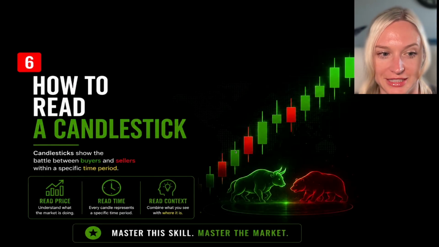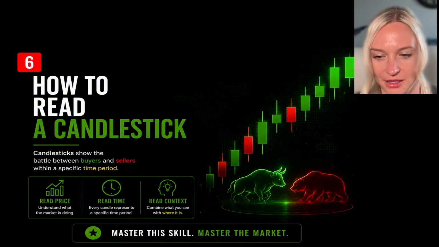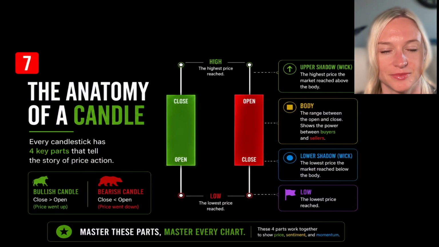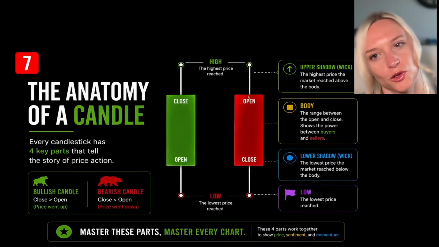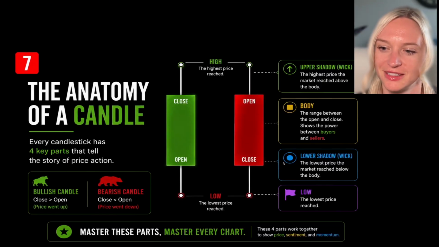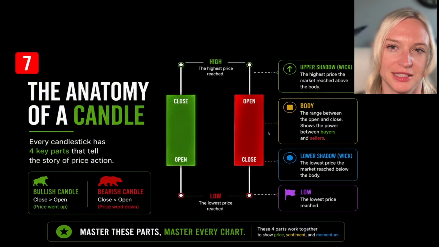So how to read the candlestick? Let's go over this. So, the anatomy of the candle. We have the high price, right? So it shows the price. What's the highest price they reached if it's today's candle? And what was the lowest that it reached today? What did it open? What did it close? Or did it open here and it closed here?